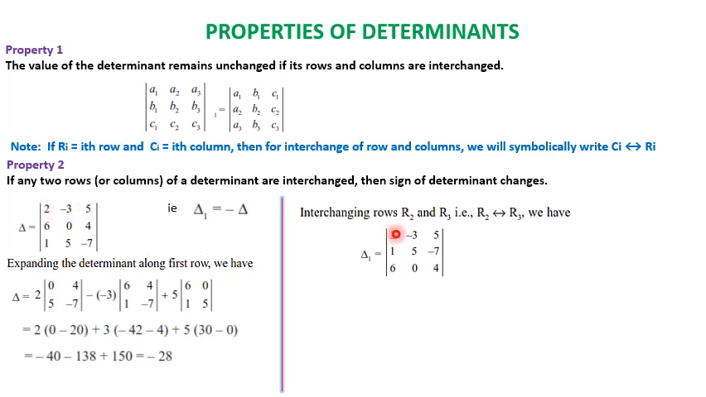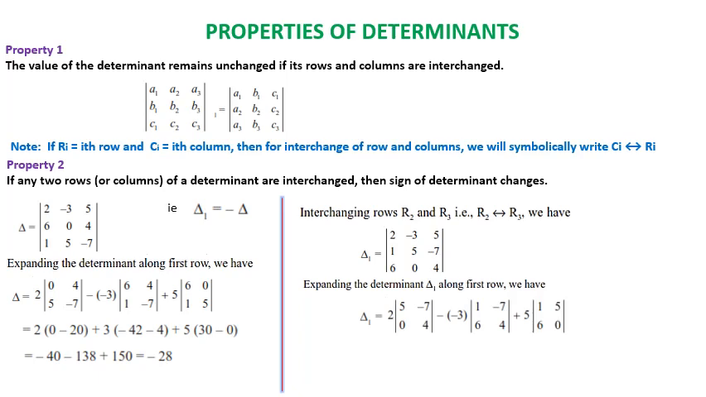First row remains the same, 2 minus 3 5, and the second row 6 0 4 came as the third row. Here we have interchanged, and 1 5 minus 7, which is in the third row, will come here as the second row. Here the second and third rows were interchanged. Now go for calculating this value, expanding along the first row.